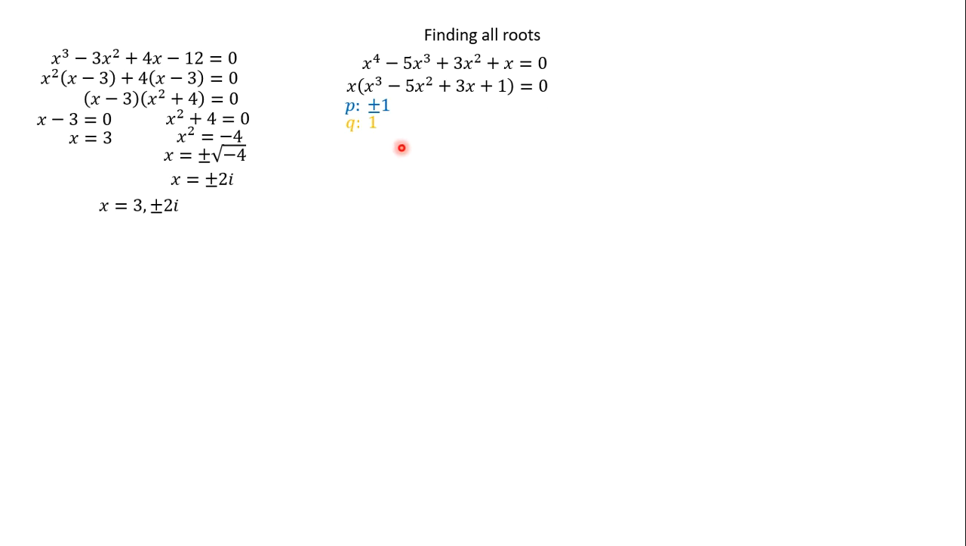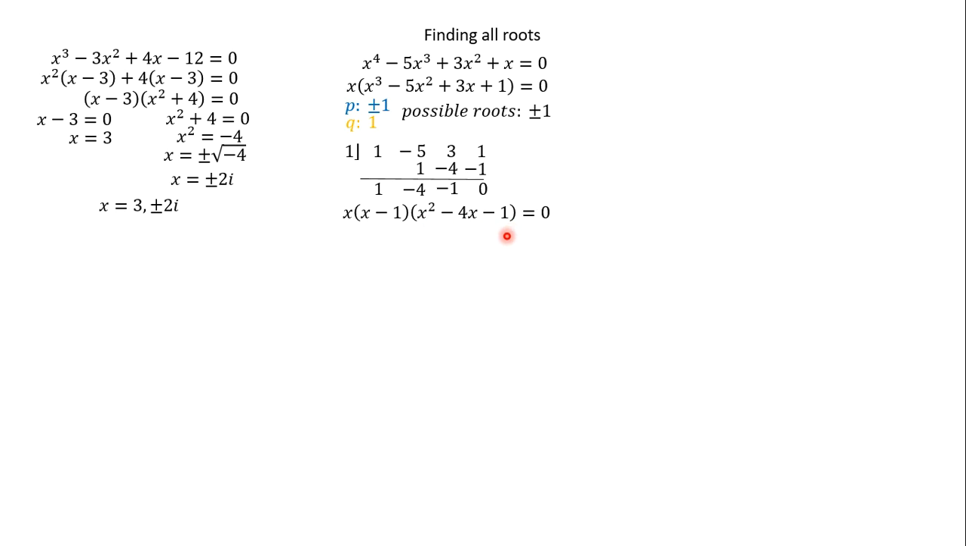Possible roots plus or minus 1. So let's try with 1. We can bring down the 1, and then add, multiply, add, multiply, add, multiply, add, and we get 0. Look at that. 1 is a root. And we're left with a quadratic, x squared minus 4x minus 1.